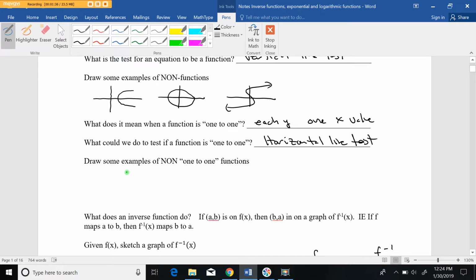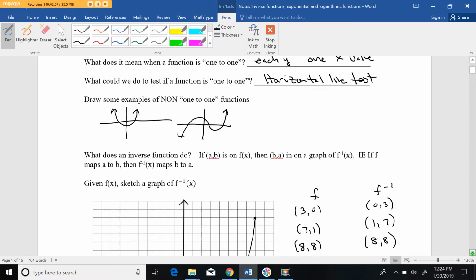Some examples of non-one-to-one functions: parabolas. These would pass the vertical line test, so you can draw a vertical line anywhere and it's only going to touch once, but it fails the horizontal line test. Here's a graph of a function that passes the vertical line test but fails the horizontal line test. So this is a function, but it's not one-to-one.